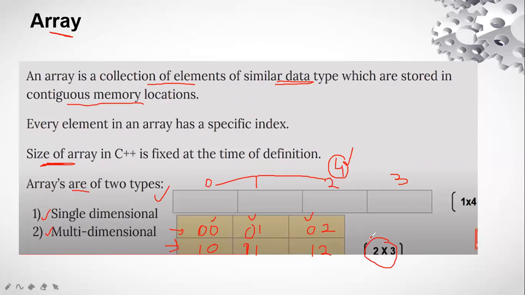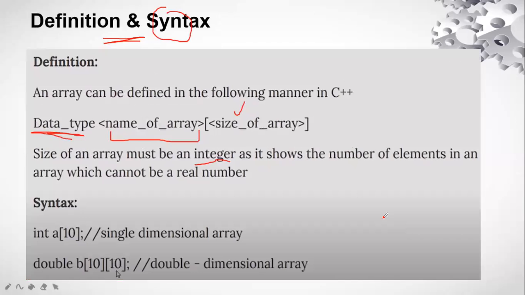And when we define it multidimensional, the size of the array is 2 into 3. That has to be defined in the place where we define the size of the array. So how do we define it? Example: we say the data type, let it be int. This is the data type, this is the name of the array, A, and this is the size of the array. The size has to be defined in square brackets. This is the syntax for a single dimensional array.